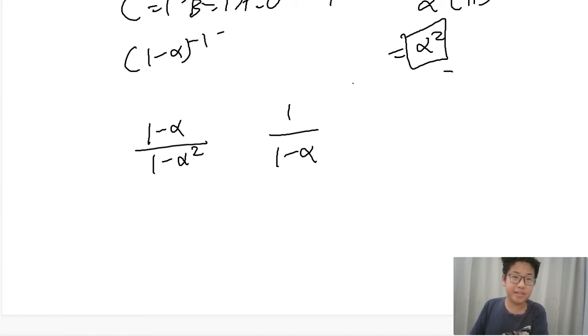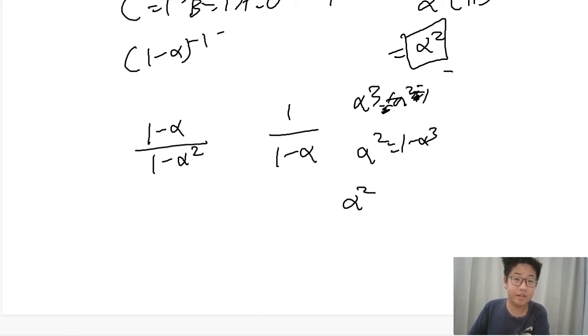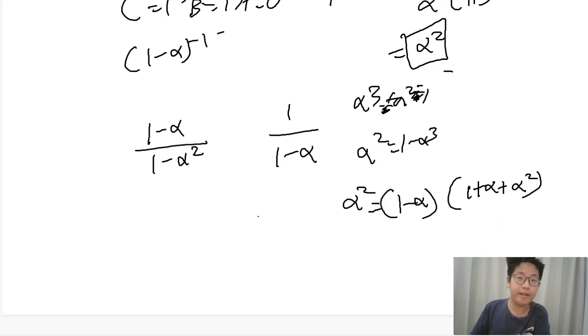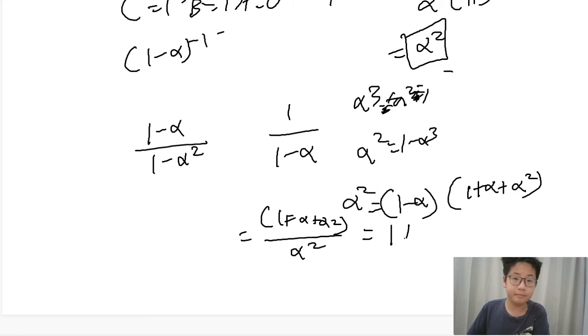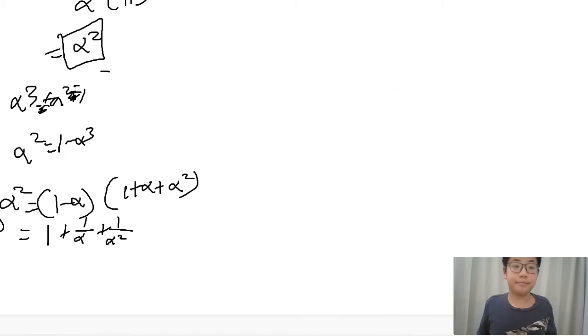What do we do? We use the difference of cubes identity. So alpha cubed equals alpha squared plus 1 equals 1. And as you can see, we always use definitions. Alpha squared equals 1 minus alpha cubed. And using the difference of cubes identity, you get alpha squared equals 1 minus alpha times 1 plus alpha plus alpha squared. So we're going to whittle the terms out, equals 1 plus alpha plus alpha squared. And then we're going to put the alpha squared at the bottom, equals 1 plus 1 over alpha plus 1 over alpha squared. Back to this, we're going to scroll right and up.